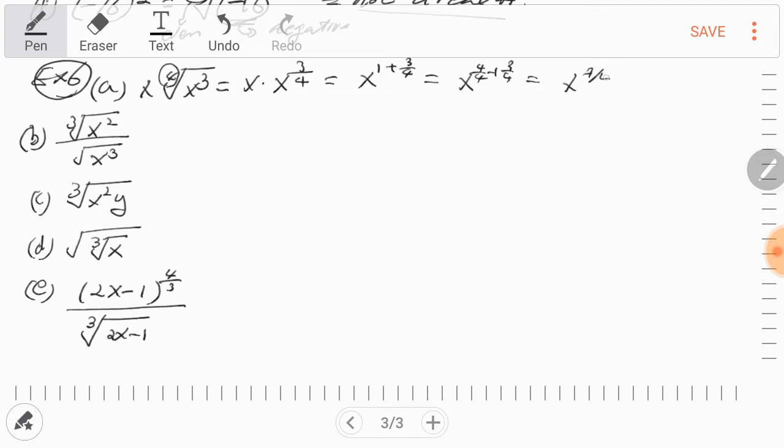7/4. Okay, the next one. Let's change all the radical expressions into exponential form. The numerator is x to the what? Move this 3 to the denominator of the power 2. So 2/3. The denominator is x to the what? Okay, the index is 2, so we can write it as 3 over 2.